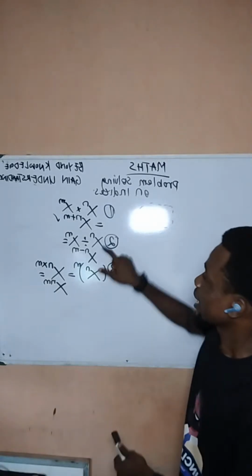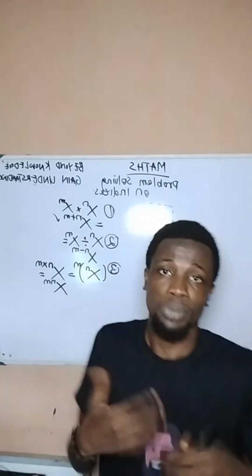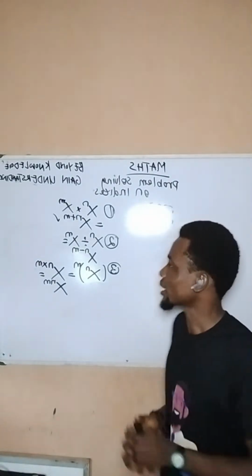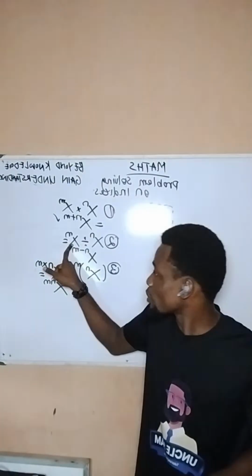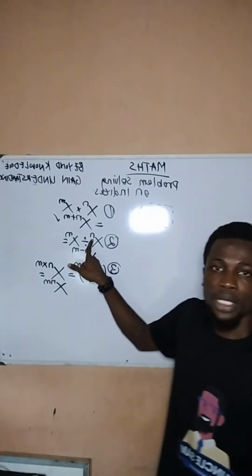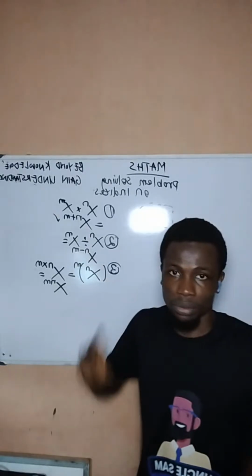And the next one is the division law, which talks about the subtraction of the powers. So what you basically do here, you pick the same base, which is x, and you subtract their powers. So division here simply means subtraction. That is what you have.